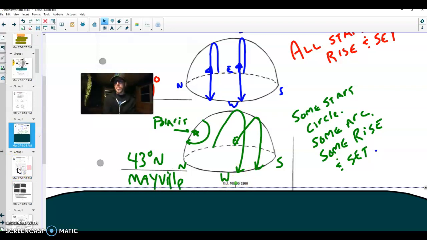Give you a moment to get this information down. And when you're ready, if you need more time, just pause the video. And when you're ready, come on back.